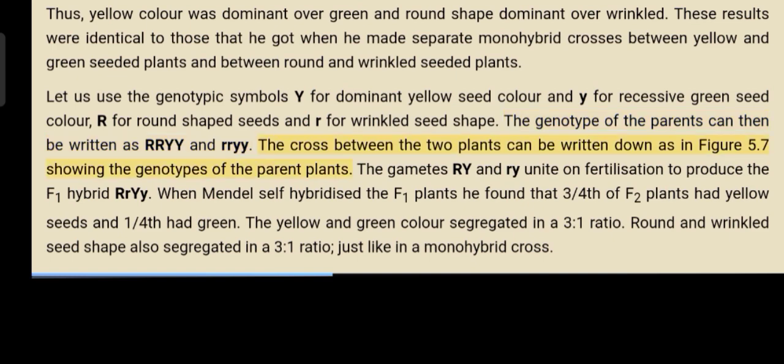The cross between the two plants can be written down as in figure 5.7, showing the genotypes of the parent plants. The gametes RY and ry unite on fertilization to produce the F1 hybrid RrYy. When Mendel self-hybridized the F1 plants, he found that 3/4 of F2 plants had yellow seeds and 1/4 had green. The yellow and green color segregated in a 3:1 ratio. Round and wrinkled seed shape also segregated in a 3:1 ratio, just like in a monohybrid cross.